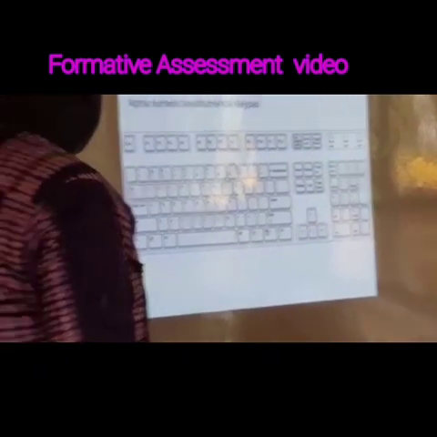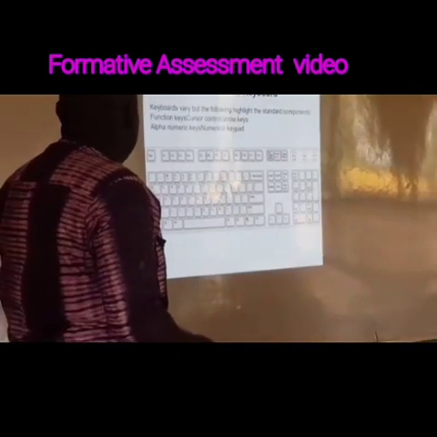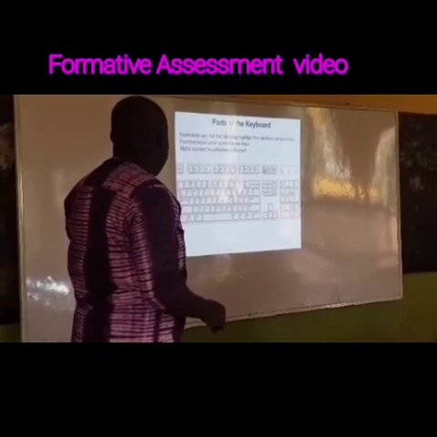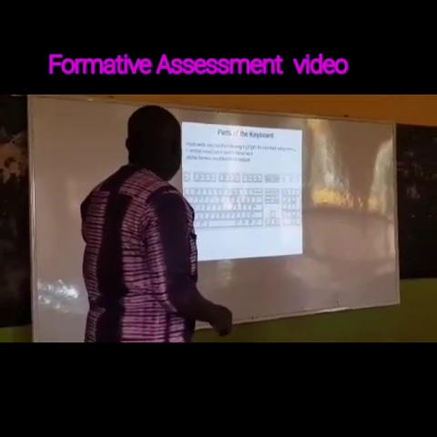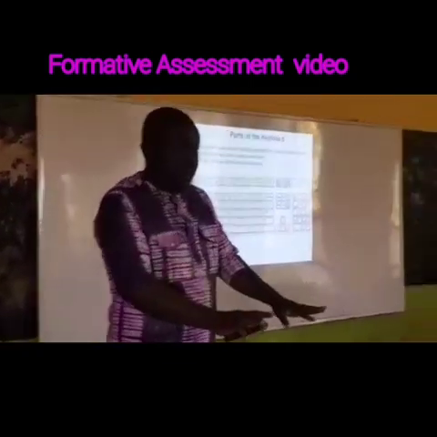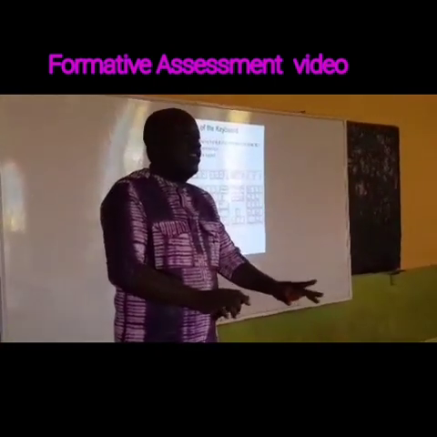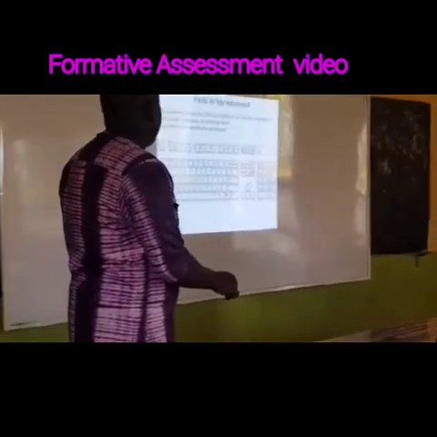Then the alphanumeric keys. Now, here we have QWERTY. Then you see ASD here. Then you see JKL here. Now, the essence of this is that when you put your hand on the keyboard, your left hand will be on the ASD, then JKL.